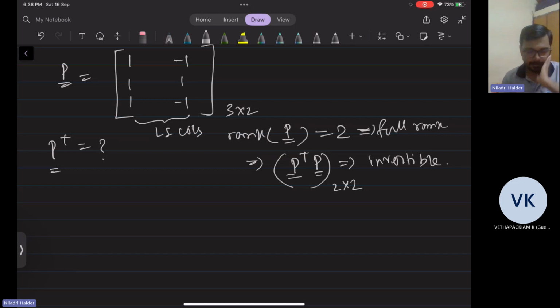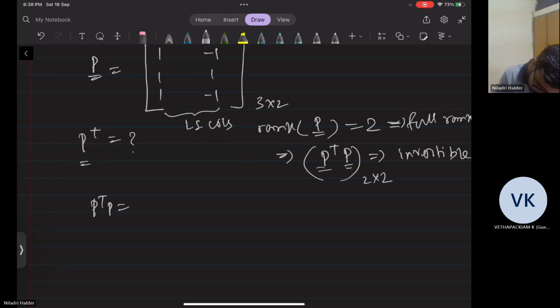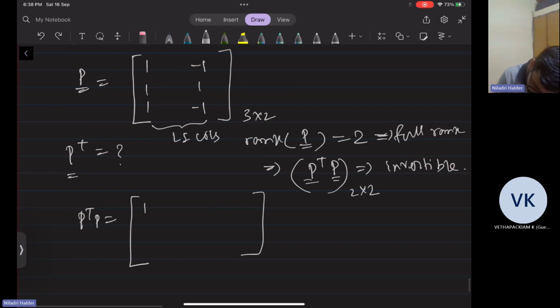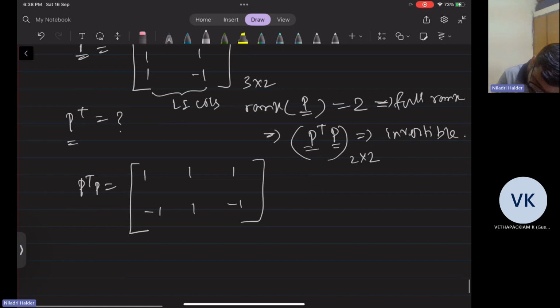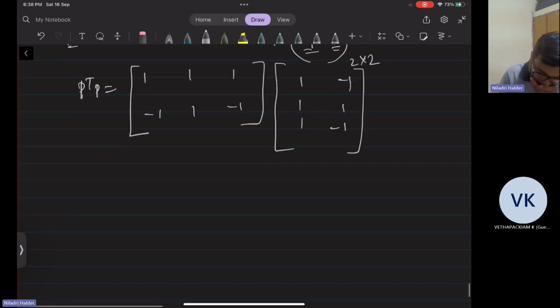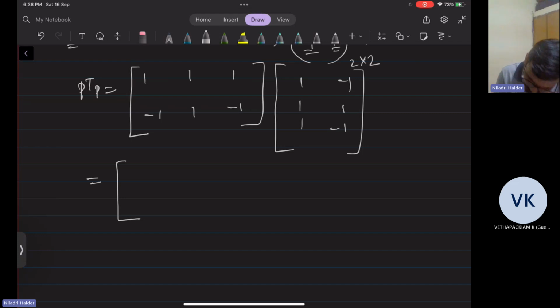So now, what should be the P transpose P? It is the matrix with rows 1 1 1 and minus 1 1 minus 1, multiplied by its transpose, which gives 3 minus 1, minus 1 3.